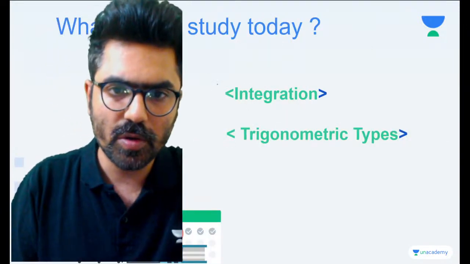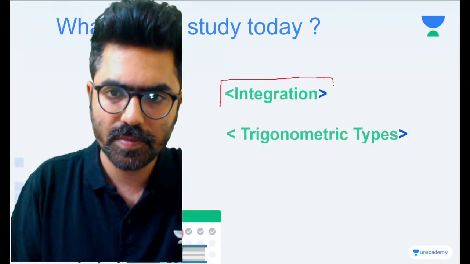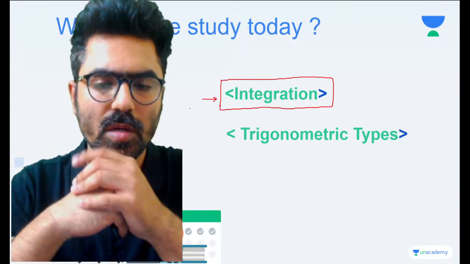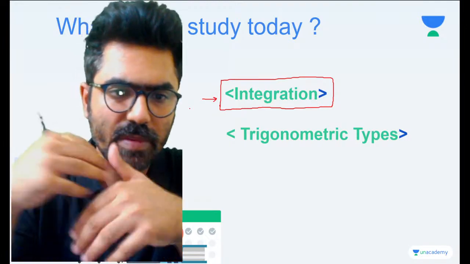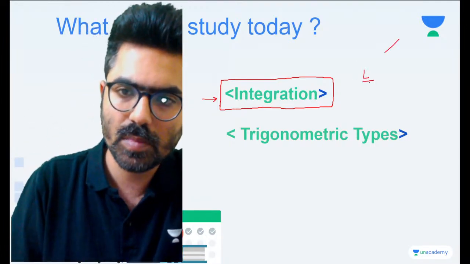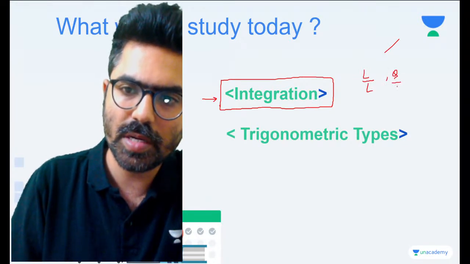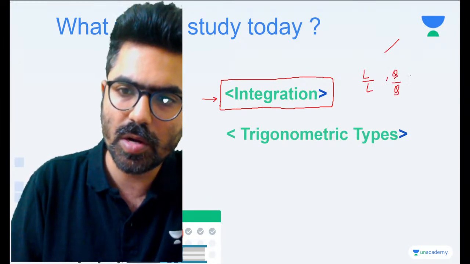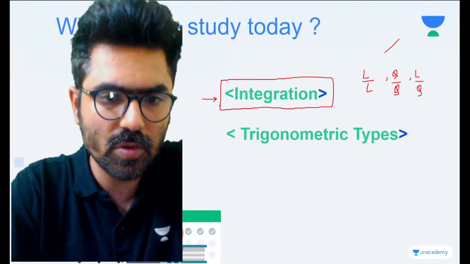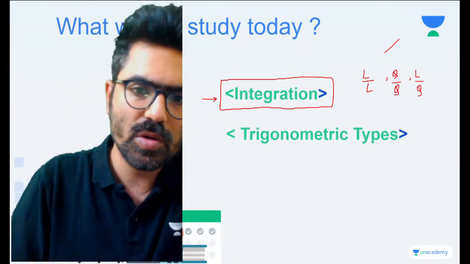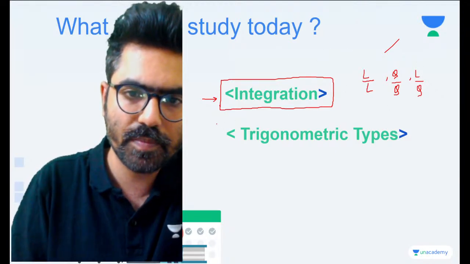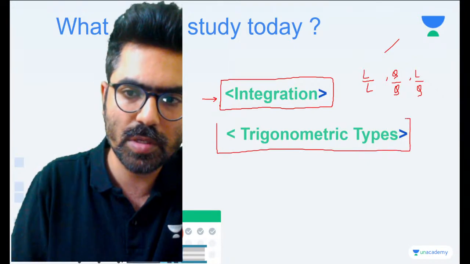Today's topic that we are going to discuss is integration. In the previous session we covered the algebraic types: linear by linear, linear by quadratic, quadratic by linear, and quadratic by quadratic. Today we are going to cover some questions which are based on trigonometric type.